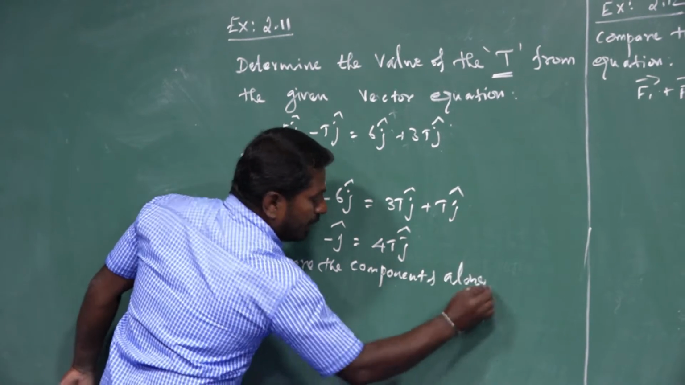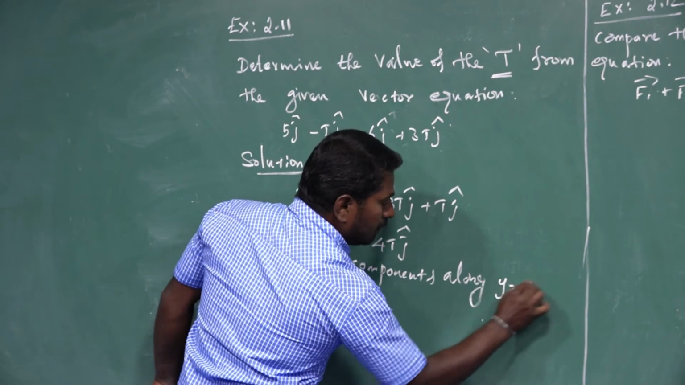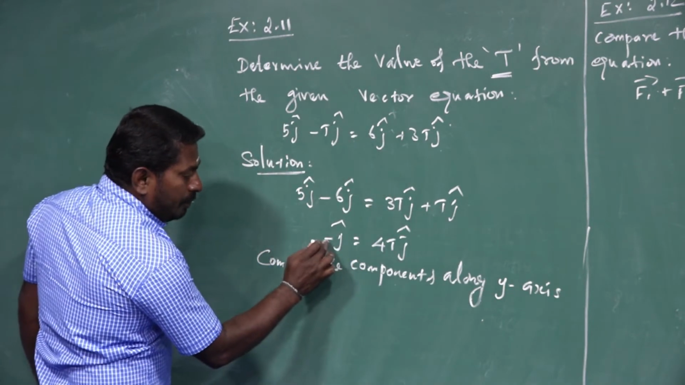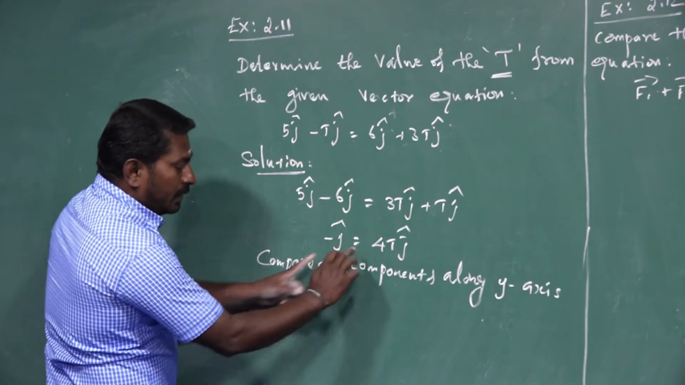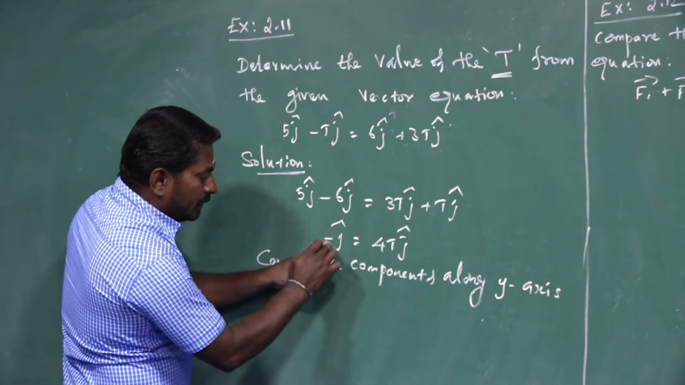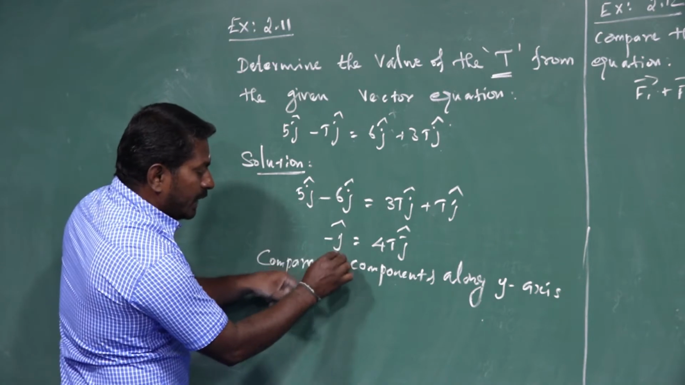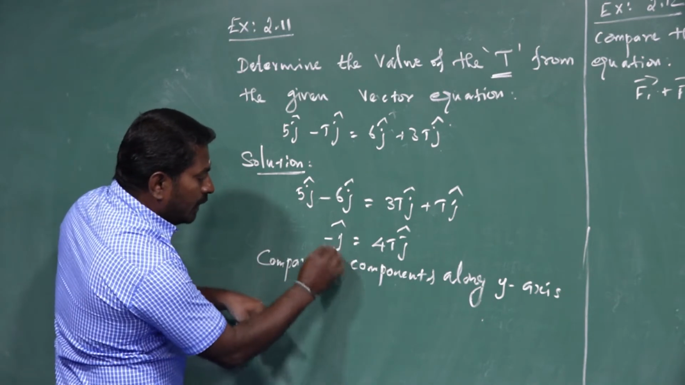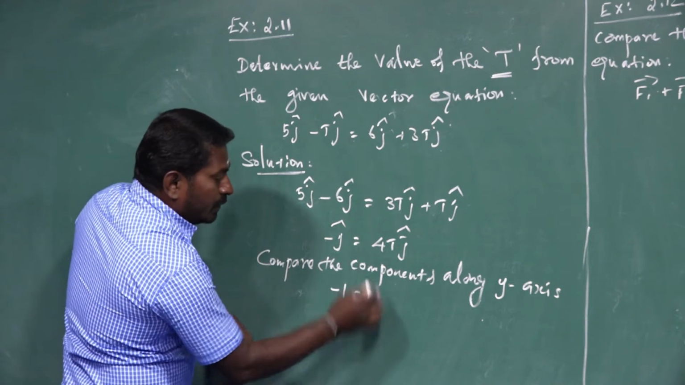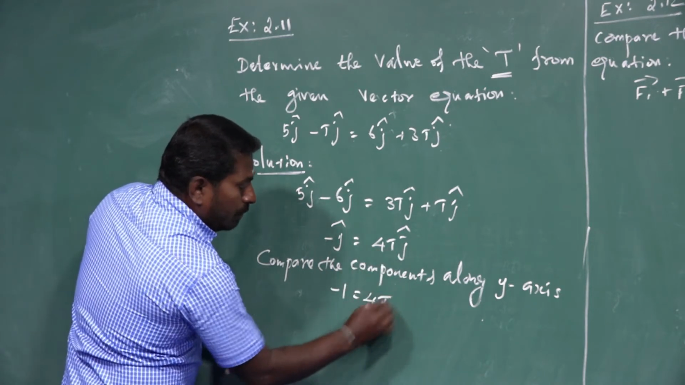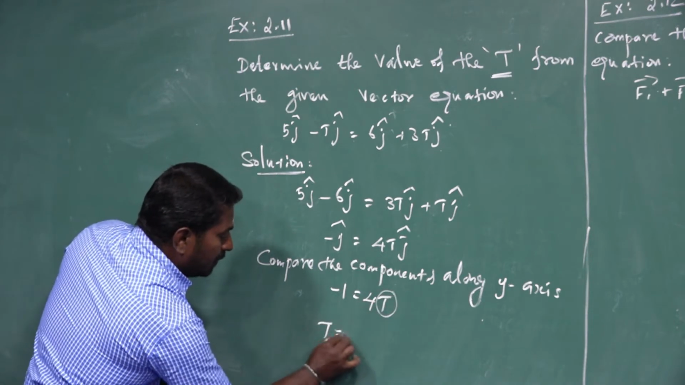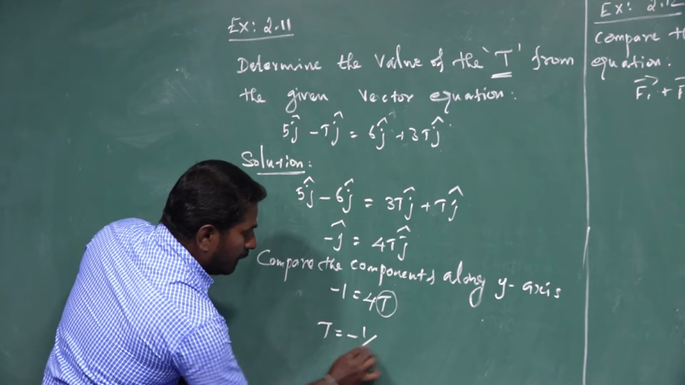Along the y direction or y axis, minus 1, because minus j cap is a unit vector of magnitude 1 which gives the direction along the y axis. So minus 1 is equal to 4t. Our aim is to calculate t, therefore t is equal to minus 1 divided by 4.